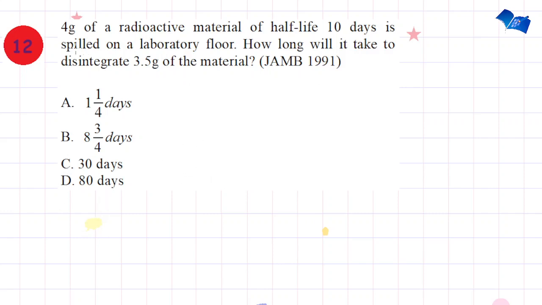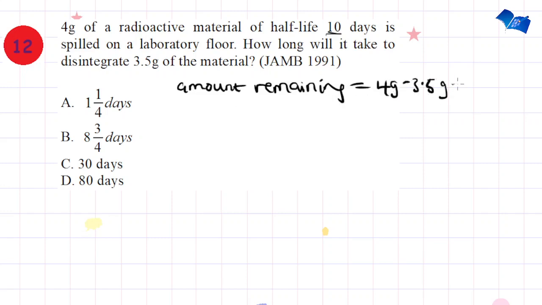So the initial mass of the radioactive material is 4 grams, right? A half-life of 10 days is given to us. They say how long will it take to disintegrate 3.5 grams of the material? So if it disintegrates 3.5 grams of that material, the amount of material remaining should give us 4 grams minus 3.5 grams. This is 0.5 grams, right? If that be the case, that means we are being asked how long will it take for this material to remain 0.5 grams, right?